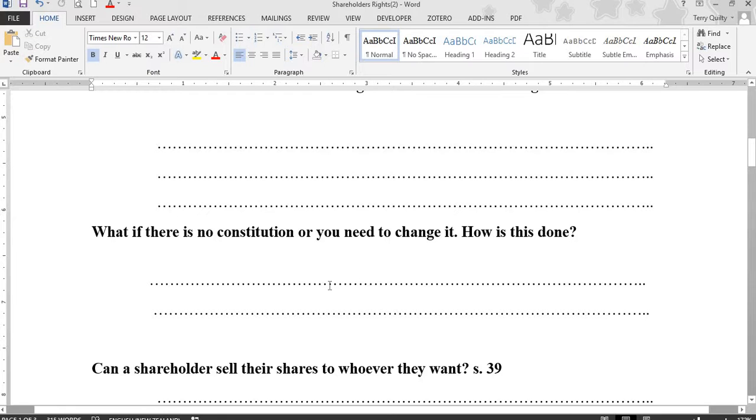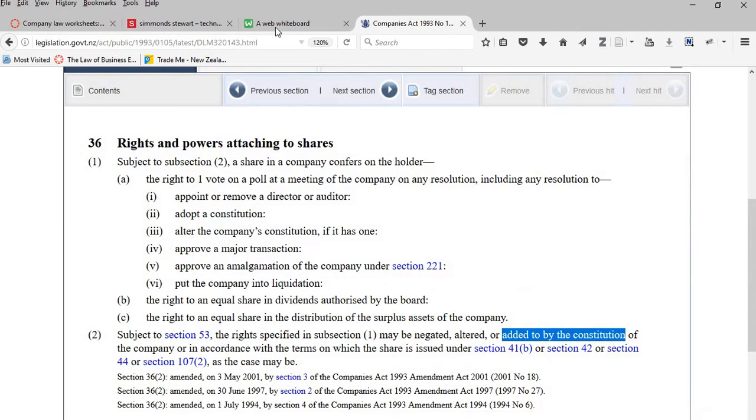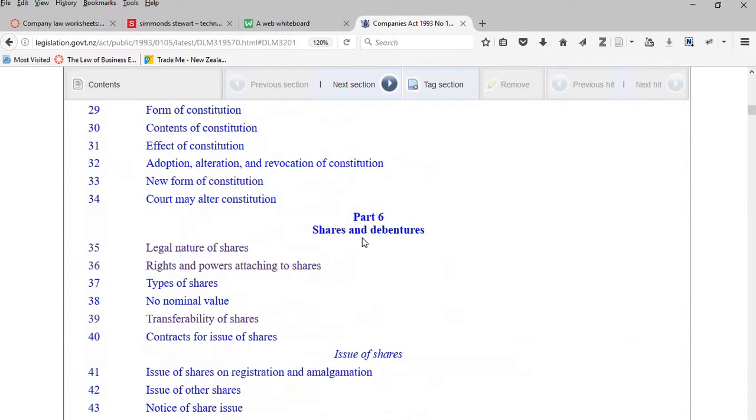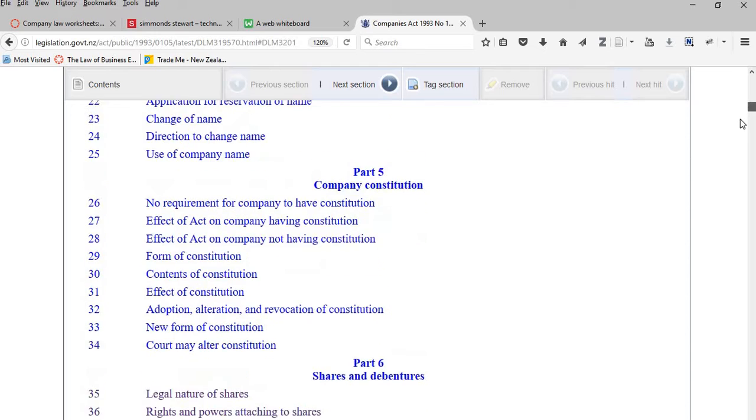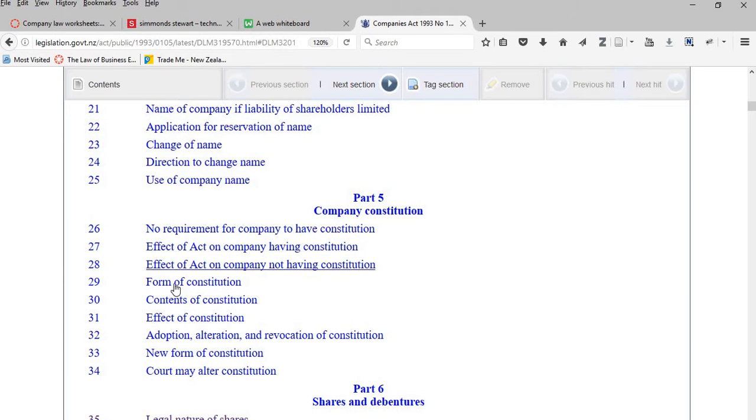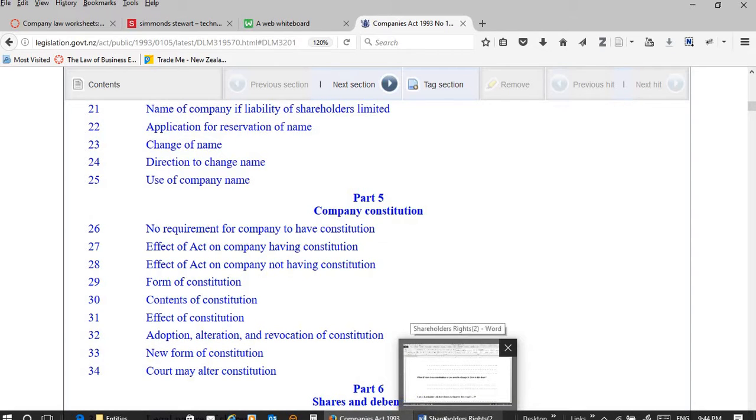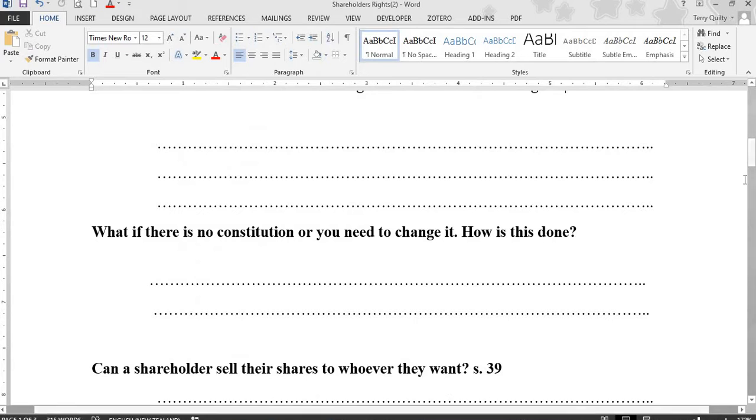How can we change the Constitution if we want to change some of these rules? Well, we've already talked about this. We go back to the Companies Act and we look at Part 5, which applies to the Constitution. And you can see, once again, Section 32, Adoption, Alteration and Revocation. So we have our vote under there, which you should recall is a special resolution.